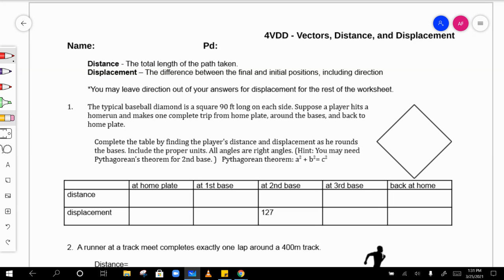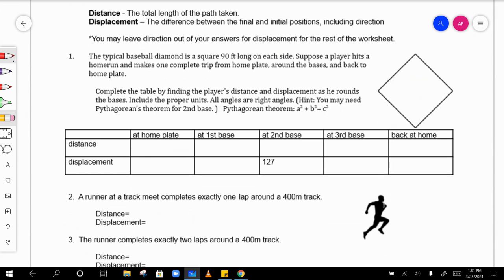Okay, so let's go over this homework right here. First of all, if we start at home plate, our distance is 0 and displacement is 0. Duh, right? If we go to first base, this whole length here is 90 feet. So the distance we've traveled is 90 feet, and our displacement is 90 feet.